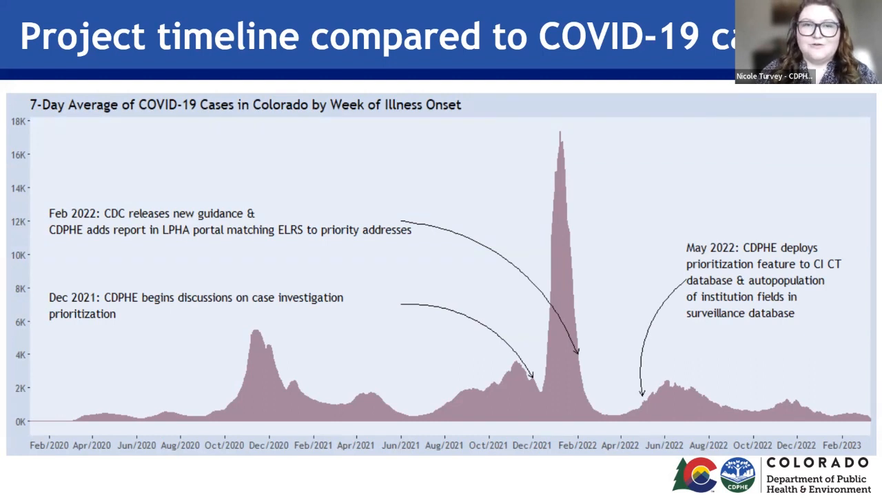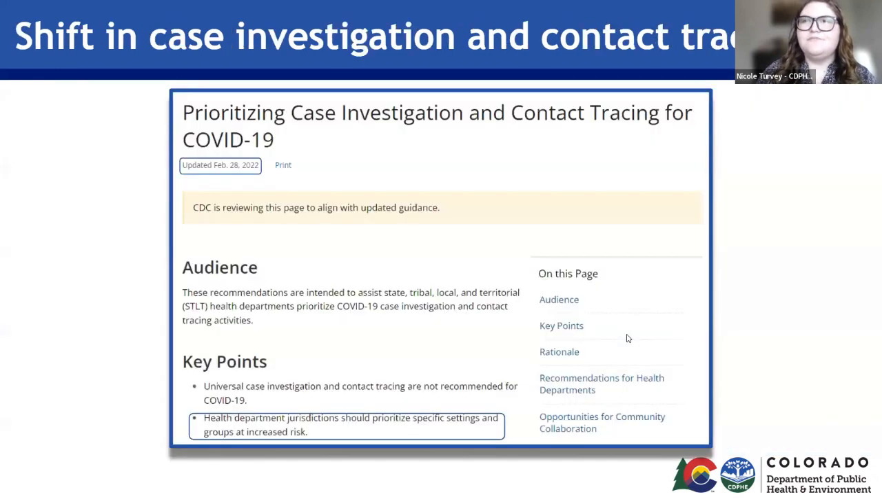Of course, we all know the Omicron surge certainly sped up those conversations. And by February, the CDC was recommending that formally. And by May of 2022, we were actually able to deploy some of the first pieces of this particular project. So the specific guidance given to us from the CDC for case investigation and contact tracing happened on February 28th of 2022. Like I said, we were already thinking about this.